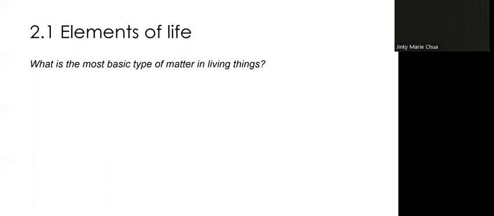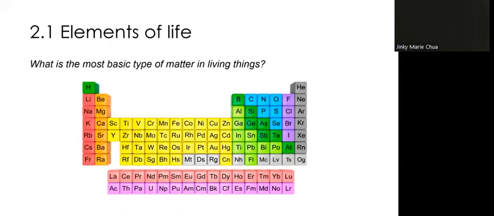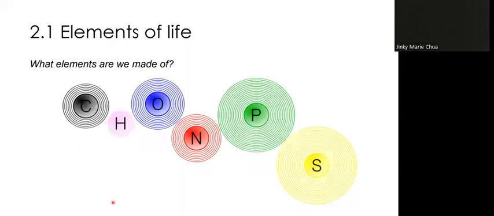So we start with: what is the most basic type of matter in living things? Of course, that would be an element. In the periodic table, the most important tool in chemistry, we can see several elements, but we don't see all of these in living things. In fact, there are only a few. So what elements are we made of? We have CHON, or chons. This is an easy mnemonic.